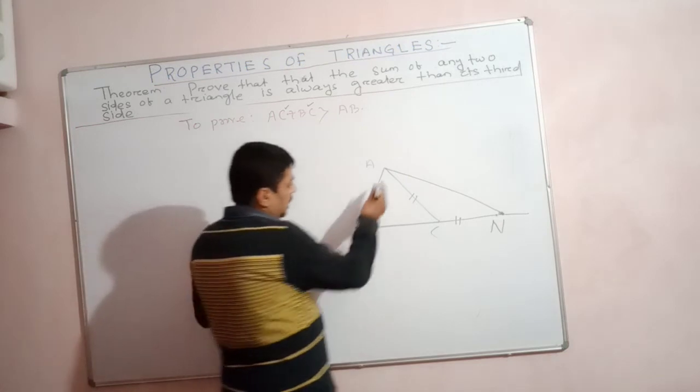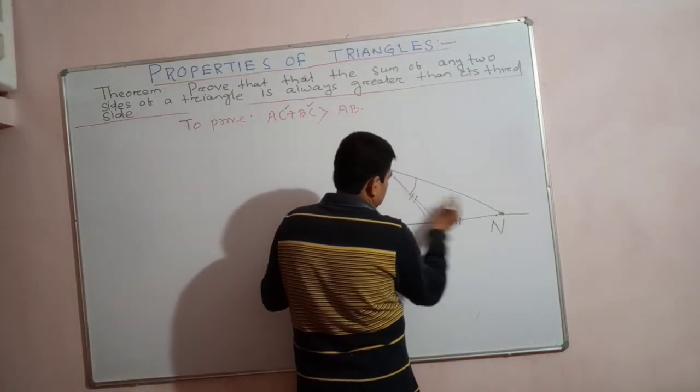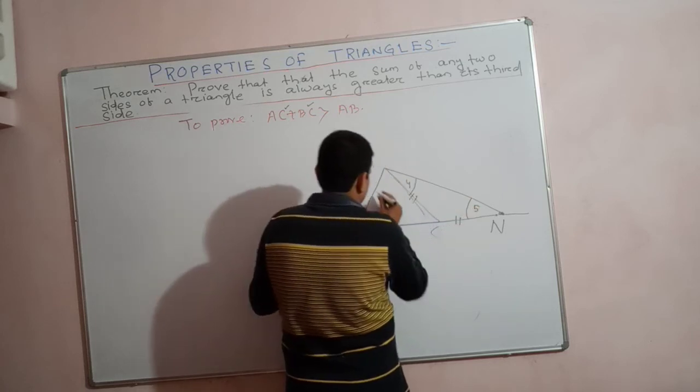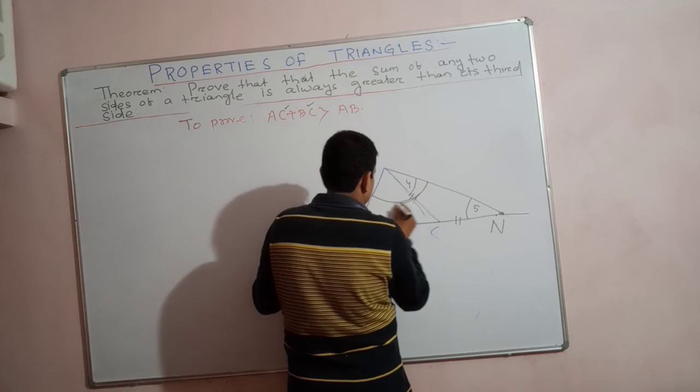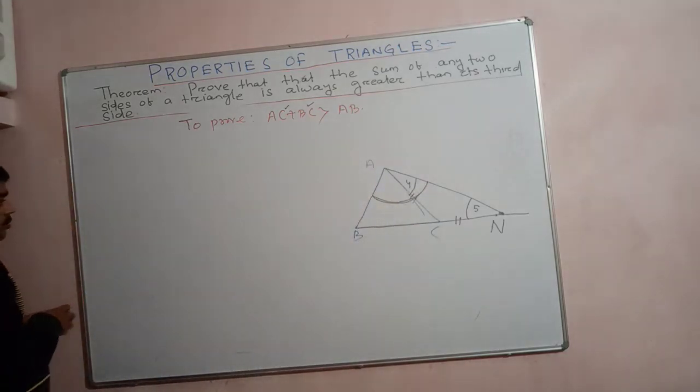Now see in the triangle ACN. You see AC is equal to CN, so this angle must be equal to this angle. Suppose angle 4 is equal to angle 5. Again you see the whole angle, which angle? Greater than angle 4. Similar concept. Okay. Let's prove.